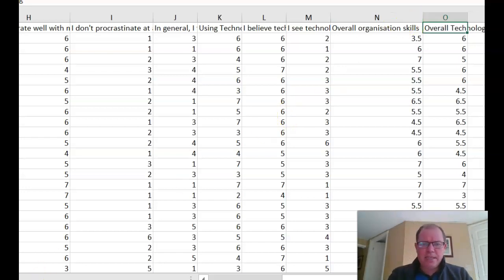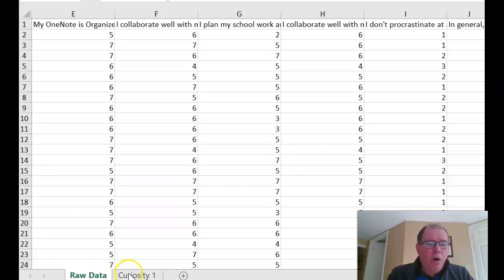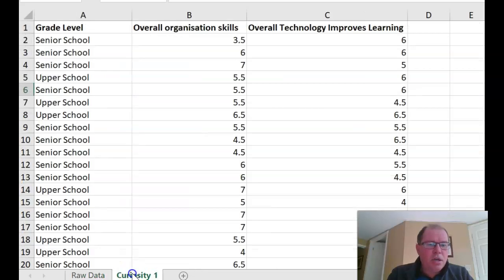So then what I did is I copied into Curiosity 1 just the ones I'm interested in. I never mess with my raw data too much, because if I mess up, I can always go back to it. So in a new sheet at the bottom here, I've got the grade level, overall organizational skills, and overall technology improves learning. And I want to explore this by the senior, upper, and middle school. So let's first draw some box plots and histograms.